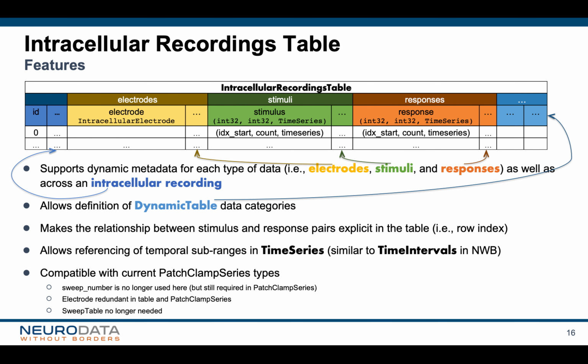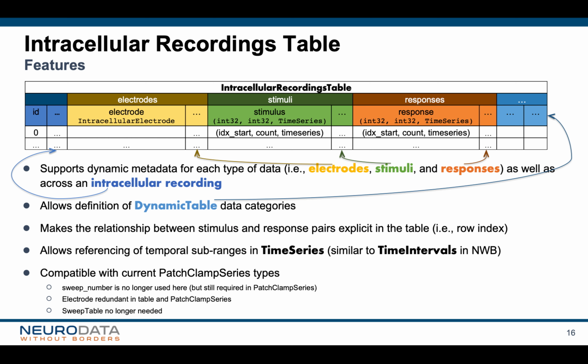This approach has a number of advantages. First, it supports dynamic metadata for each type of data, that is for electrodes, stimuli, and responses, since each of them is stored as a separate dynamic table, as well as global metadata across the different intracellular recordings. It also allows for definition of custom categories, which means we can create completely new dynamic table categories along with this table to capture additional metadata about intracellular recordings.